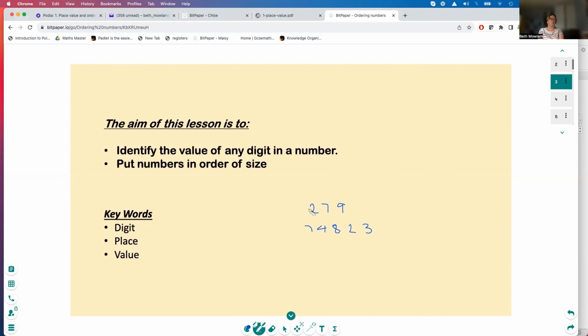So, for example, in 279, the 7 is not representing a 7. The 7 is representing 70 because it's in the tens column. So that's what I mean by the word value. Okay, so that's what we're aiming to do in this session. We're going to cover these things and make sure you're confident with using them. And then I'll be setting some work so you can practice these topics.